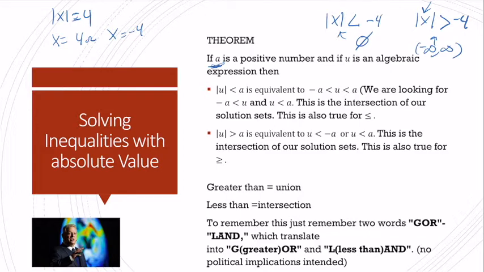So if I have the absolute value of u is less than a, this is equivalent to -a is less than u is less than a, okay? If you are familiar with set theory, this is when we're looking for the intersection of these two inequalities. We're looking for where they overlap. Now, why is this the case?